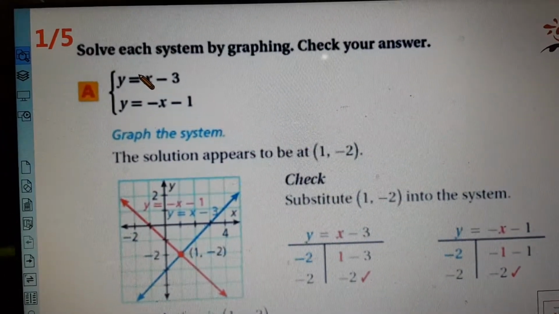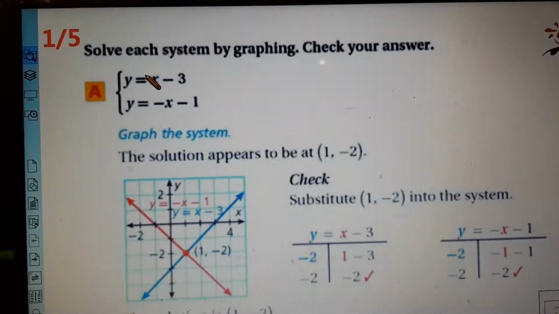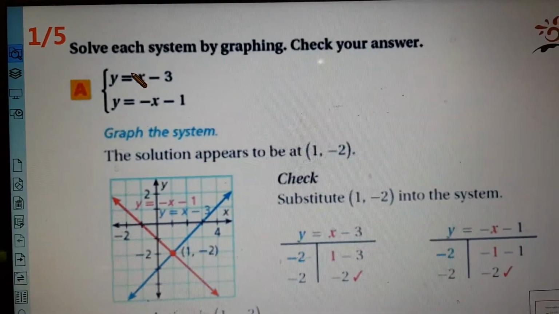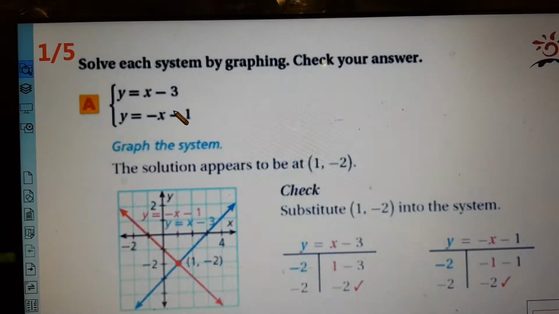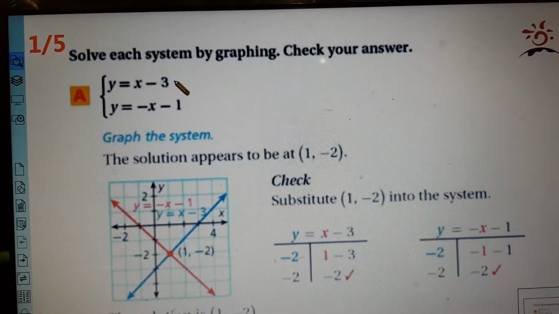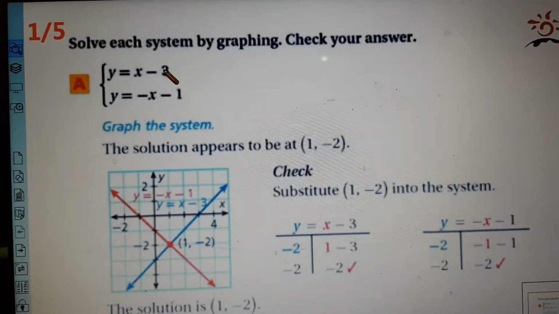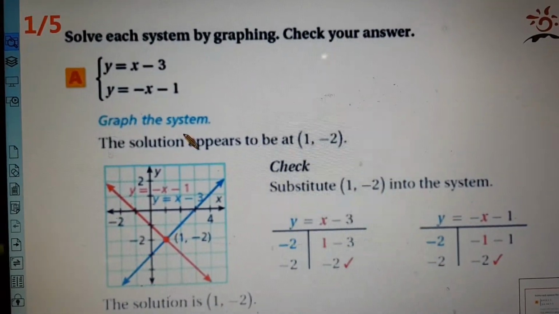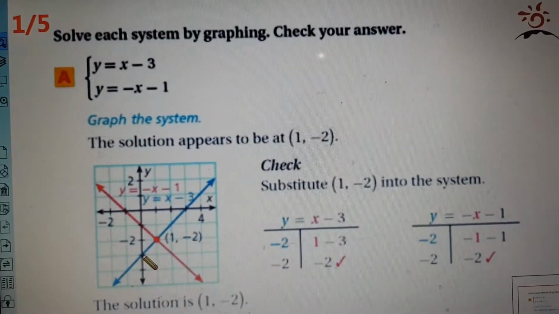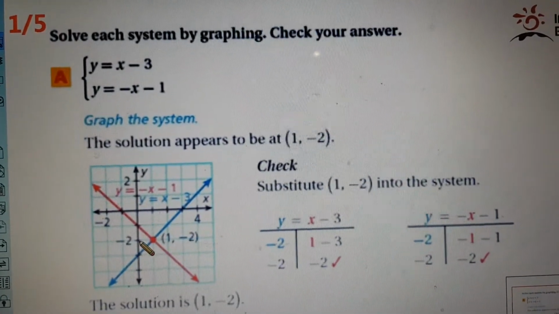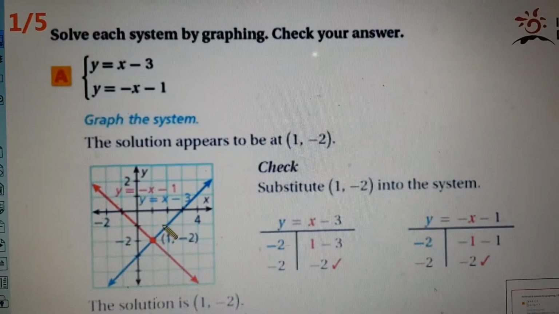Remember, if the slope is positive, you will move up and right. If you have two negative signs, you will move down and to the left. After graphing the first line, you will graph the second line. Okay, let's see the first line, x minus 3. Here y is negative 3. I moved one step up and one to the right. Then we will complete it to form the line.